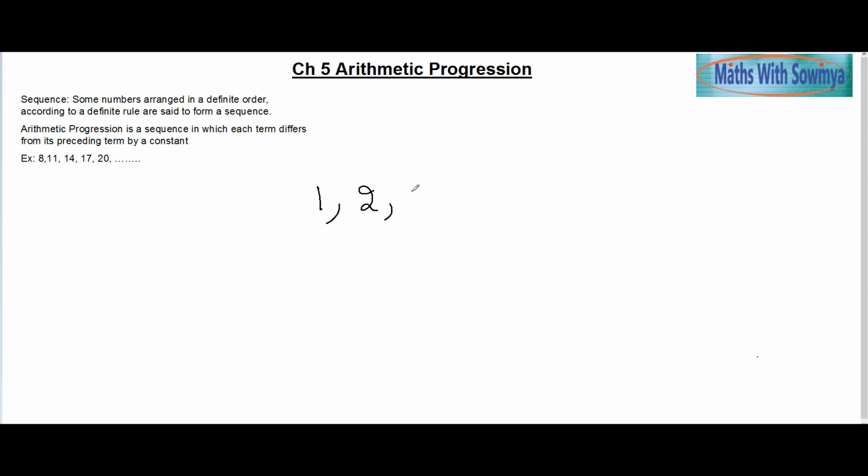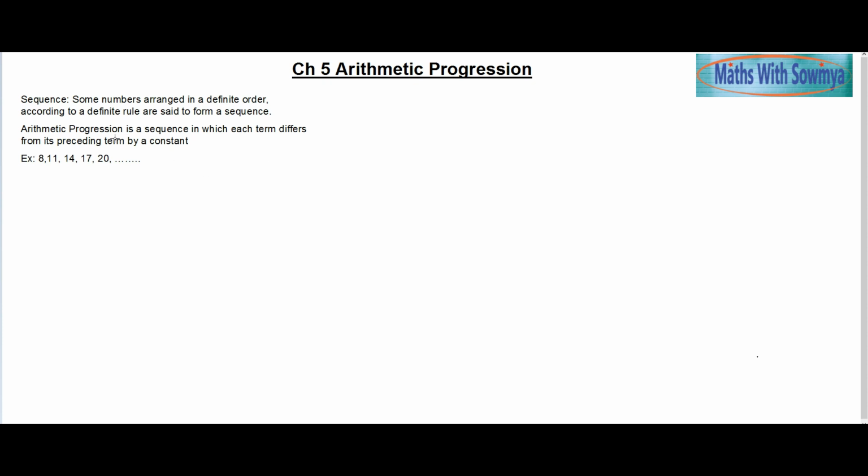For example, natural numbers are arranged in a definite pattern with a difference of one. Similarly, we can take 2, 4, 6, 8, with a difference of 2, and you can go on. This is also a sequence. So, anything with a definite pattern, we can call a sequence.